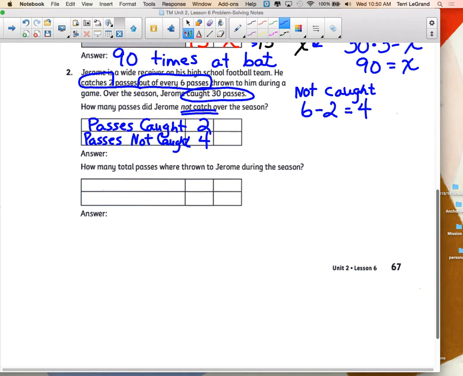Okay, what could our other ratio be? 30 over X. He caught 30. We're supposed to figure out how many he did not catch over the season. So let's write our proportion now. 2 over 4 equals 30 over X.